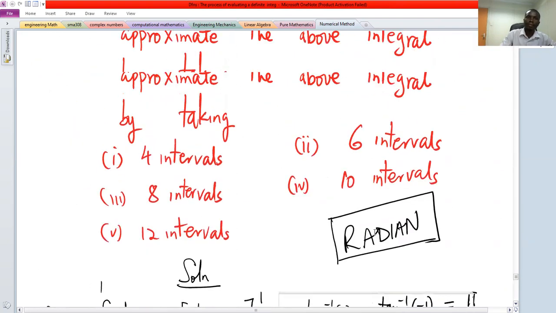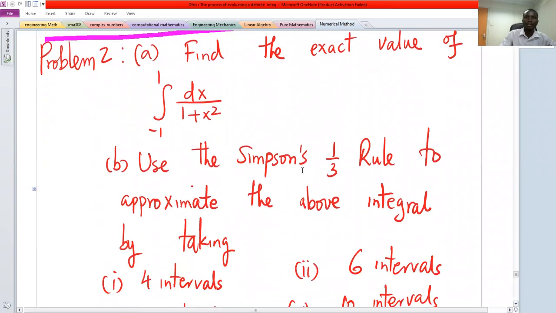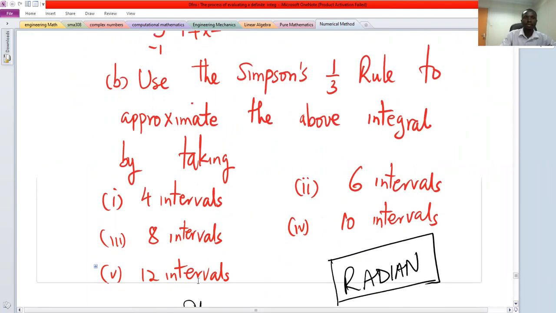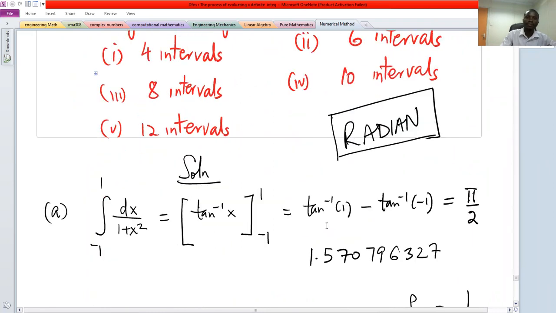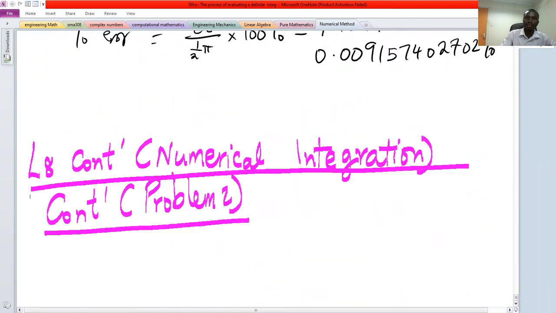Remember this was the question. Problem 2, find the exact value of this integral and use Simpson's third rule to approximate the above integral, taking 4, 6, 8, 10, and 12 intervals. So we had solved part 1 and 2 of this part B. Now let's solve for part 3 and part 4 when we have 8 and 10 intervals respectively.